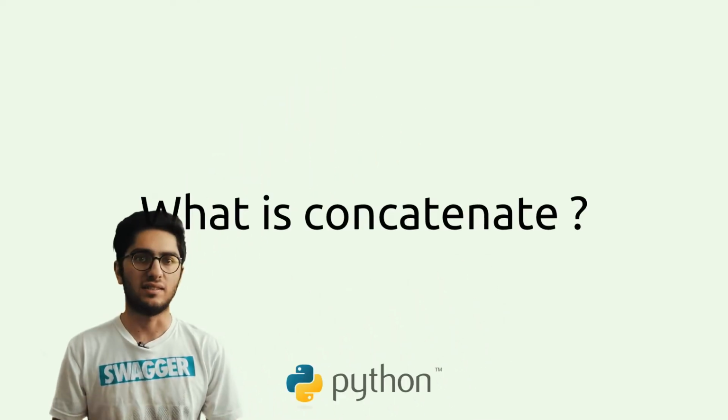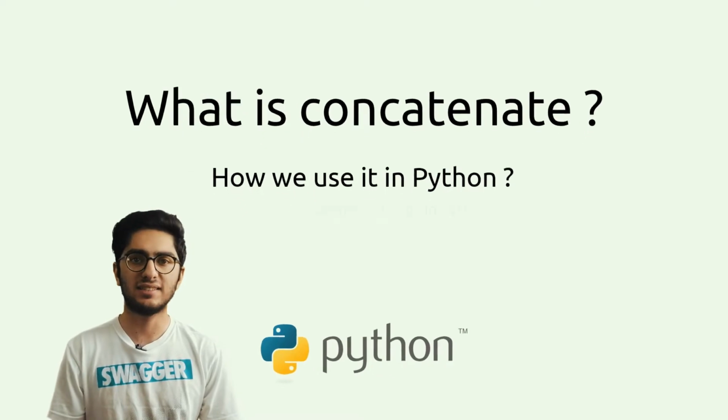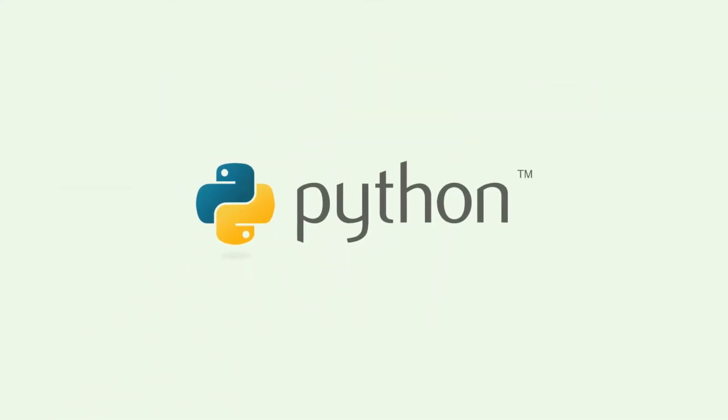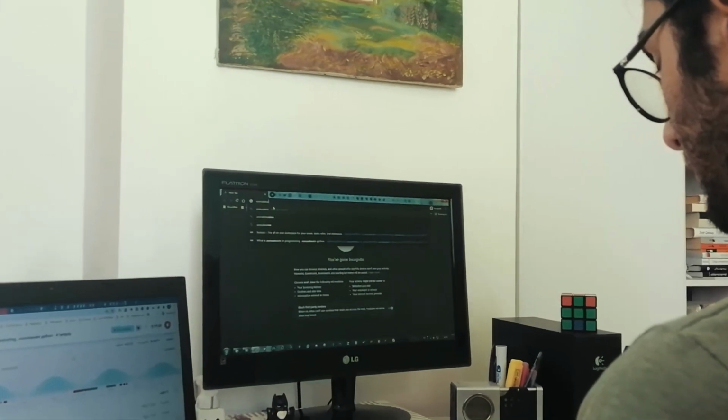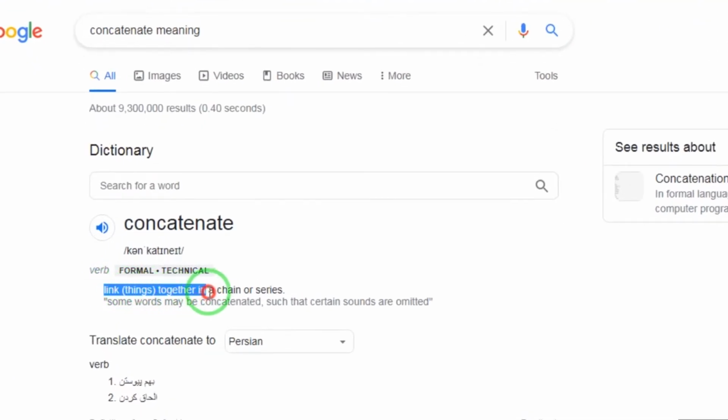What is concatenate? How do we use it in Python? How to concatenate strings in Python programming language. At first, look at the dictionary meaning of concatenate. It means to link things together in a chain or series.